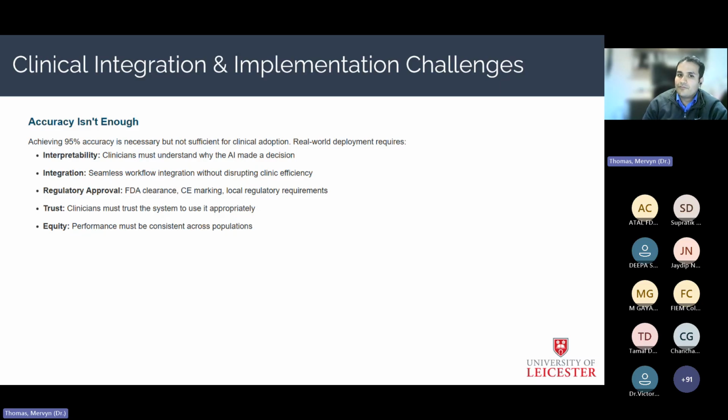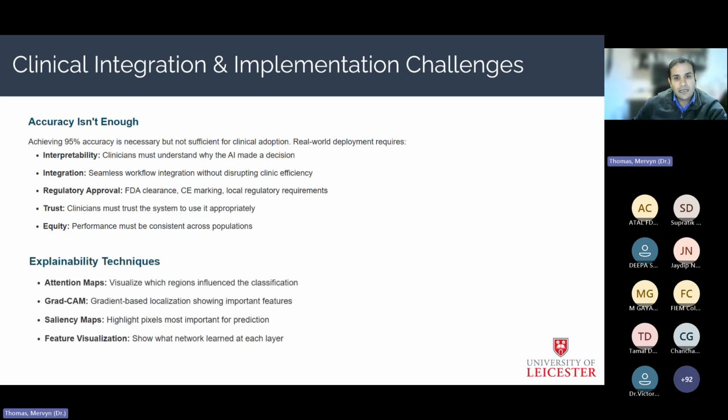There's also the need for regulatory approval. This includes FDA clearance, CE marking, or local regulatory requirements. And there's also the need for trust. Clinicians really must trust the system to be able to use it appropriately. Final thing to mention is really about equity. Performance really must be consistent across populations. To address some of these things, especially the explainability related aspects, there are some techniques that could be employed, including attention maps, grad cams or saliency maps, feature visualization, and so on.